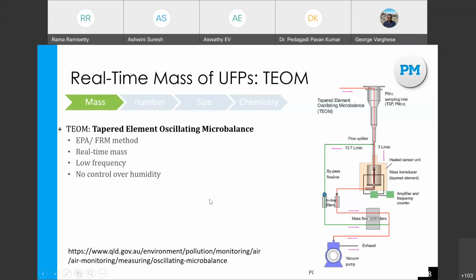Why I'm talking about humidity every time is because even a small change in the humidity makes the particles coagulate, and the mass will increase or decrease based on the change in the relative humidity of the atmosphere. So it is always important to have a controlled environment for particulate mass measurements. Okay, and also the data frequency is very low in this method, but it is one of the standard methods in the USA and other countries.